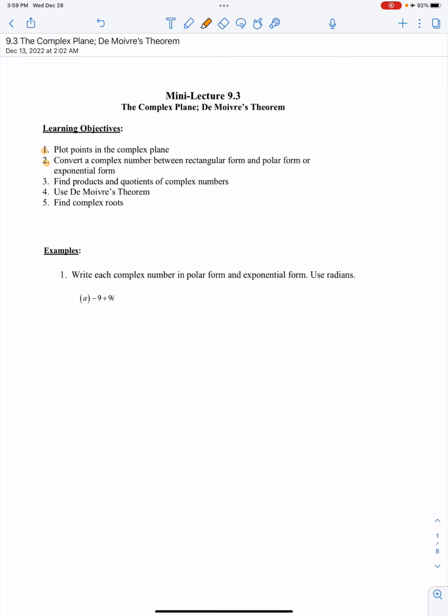Convert a complex number between rectangular, polar, and exponential form. We are going to do all three. Find products and quotients of complex numbers. Use our popular theorem, and find complex roots.